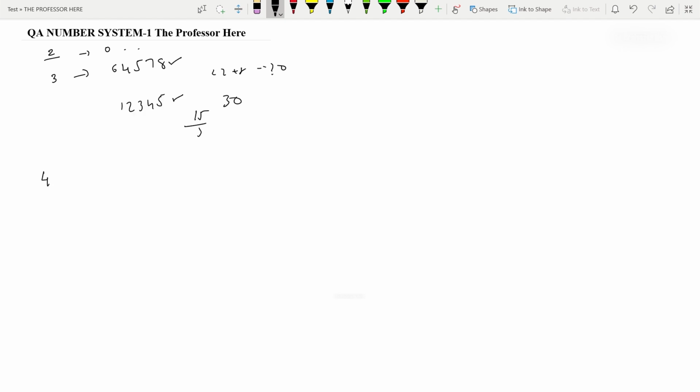Next one is divisibility by 4. A number is divisible by 4 if the number formed using its last two digits is completely divisible by 4. An example, let's take 64578 again. 78 is not divisible by 4, so this number is not divisible by 4. Another example is 64580. The last two digits, 80, are divisible by 4, so this number is divisible by 4.